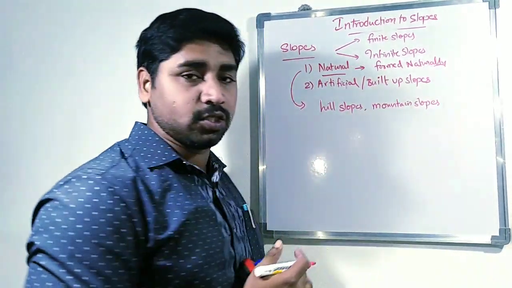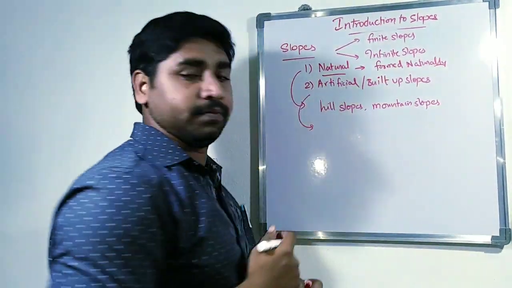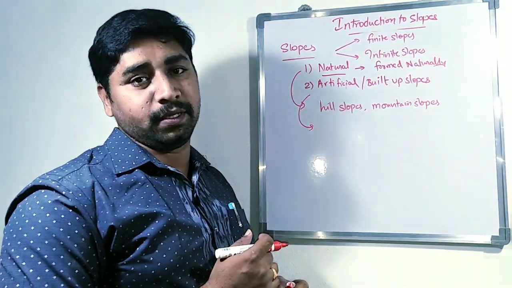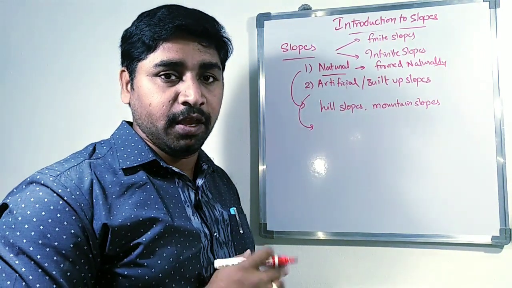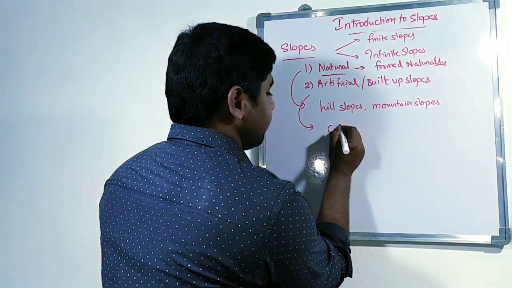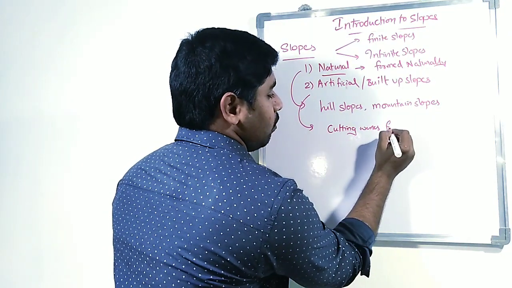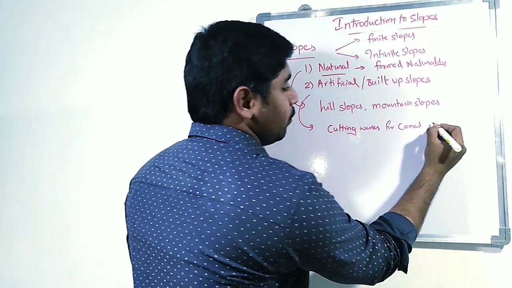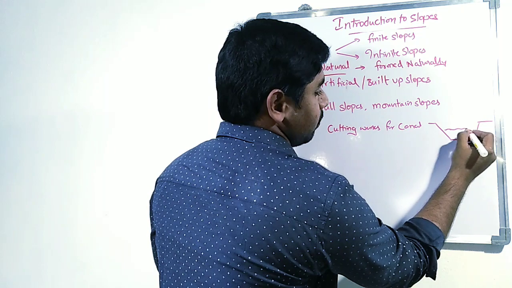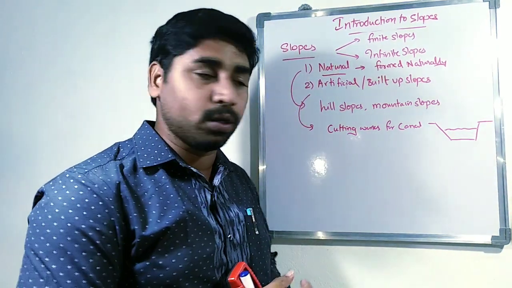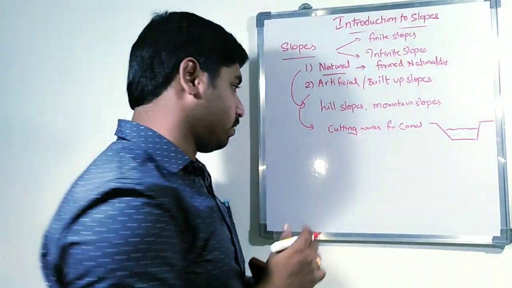Then coming to artificial slopes or built up slopes. These are man-made slopes. For a particular purpose, man has built some slopes. Those slopes are called artificial slopes. When we are doing cutting works for canals, for example, we will be doing a cutting work like this for canal water, for flow of canal water. These slopes are one kind of artificial slope.